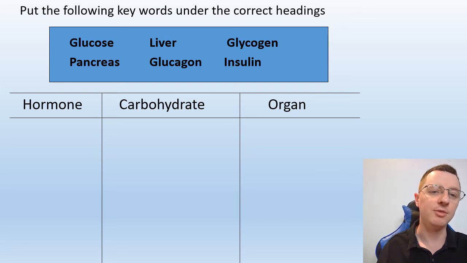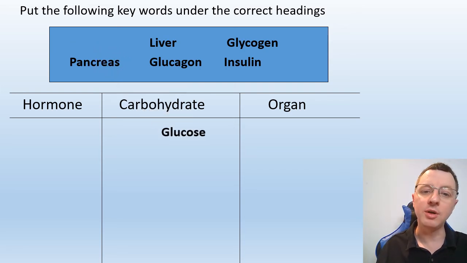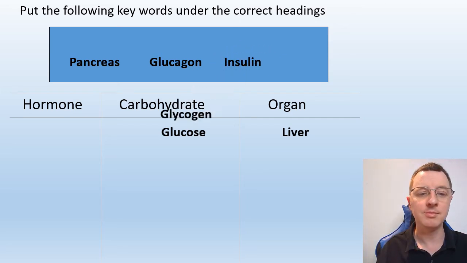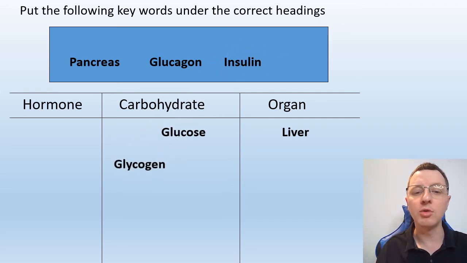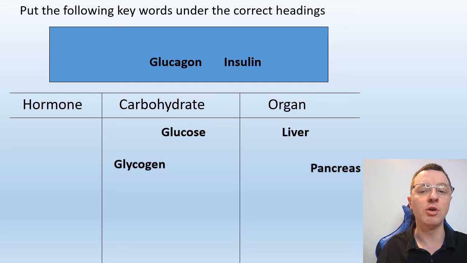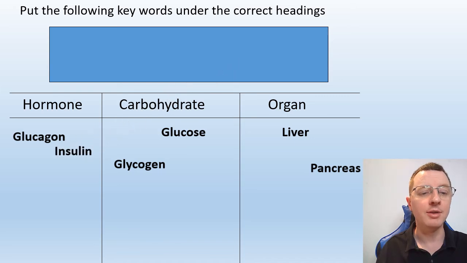And here are the answers. Glucose is a carbohydrate. The liver is an organ that will store the glucose, and it will store the glucose as the carbohydrate glycogen. The pancreas is the organ that makes the hormones, and it makes the hormones glucagon and insulin.